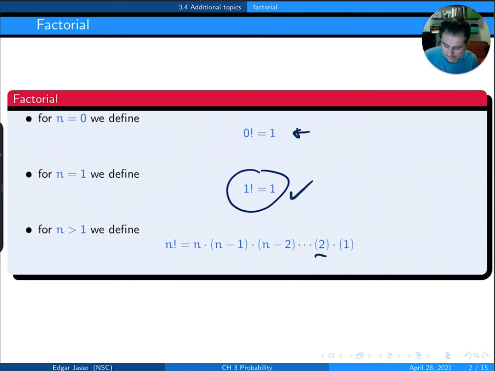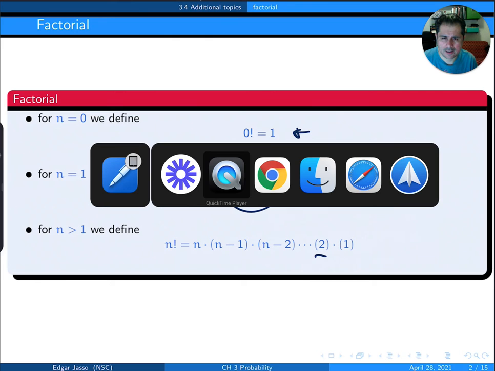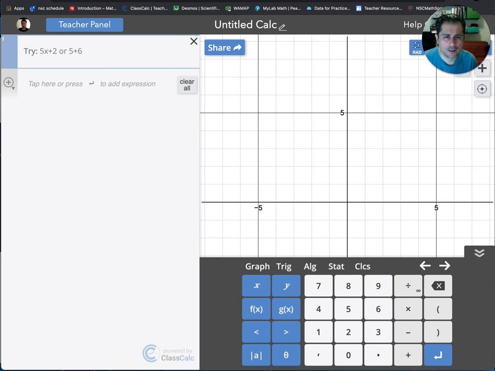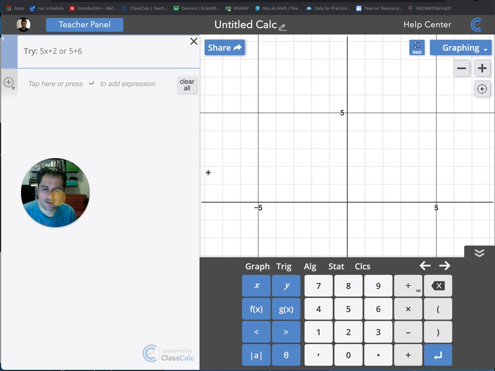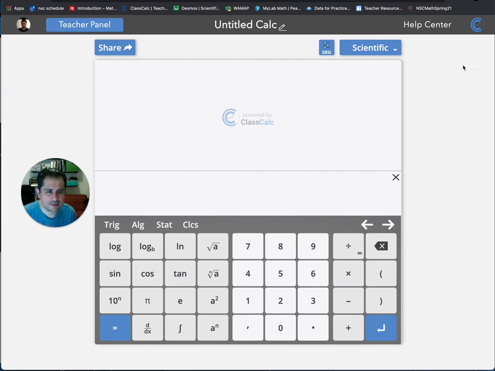Now, our calculators have a button for that. I'm going to show this with the online calculator called ClassCalc. I have it open here, so I go to classcalc.com. It looks very similar to Desmos, if you have seen that in the past. I'm going to move my bubble to the side so you can see that I have to be here in the graphing calculator. If you go to the scientific calculator, you're not going to see the buttons that I want for stats.